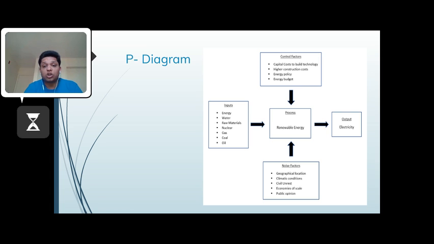The noise factors include geographical location, climatic conditions, civil unrest, economies of scale, and public opinion. So these are the noise factors which we had considered for this particular project. Control factors include capital costs to build technology, higher construction costs, energy policy, and energy budget. The process of all of this combined is for producing renewable energy. The output, we get electricity using the renewable sources. This is what the P diagram is.